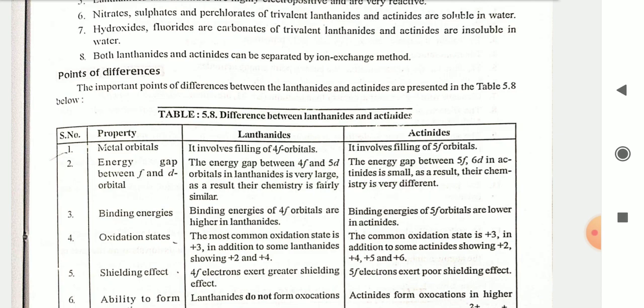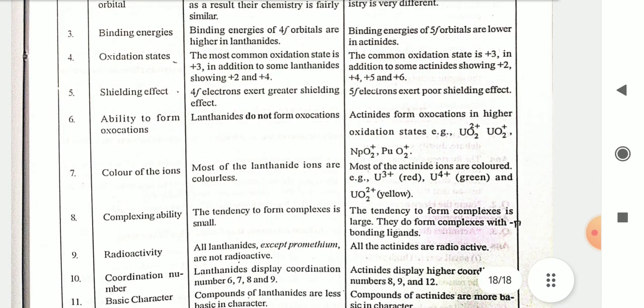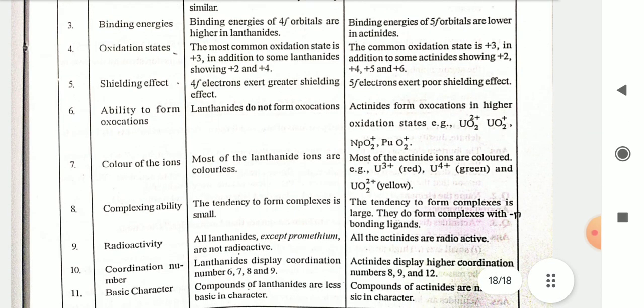Third, binding energy. The binding energy of 4f orbitals is higher in lanthanides. The binding energy of 5f orbitals is lower in actinides. Fourth, oxidation state. The most common oxidation state is +3, in addition to some lanthanides showing +2 and +4. The common oxidation state is +3, in addition to some actinides showing +2, +4, +5, and +6. Fifth, shielding effect. 4f electrons exert greater shielding effect, while 5f electrons exert poor shielding effect.